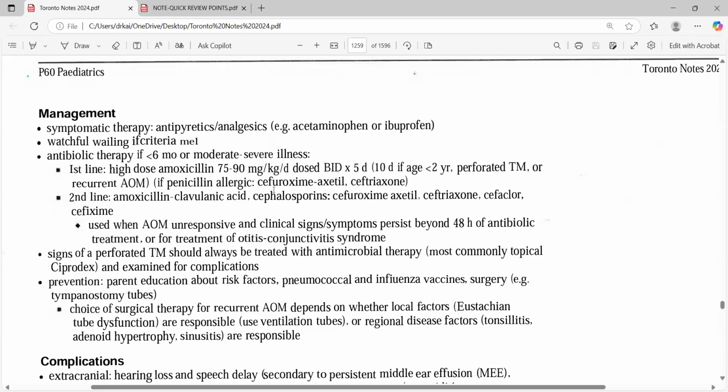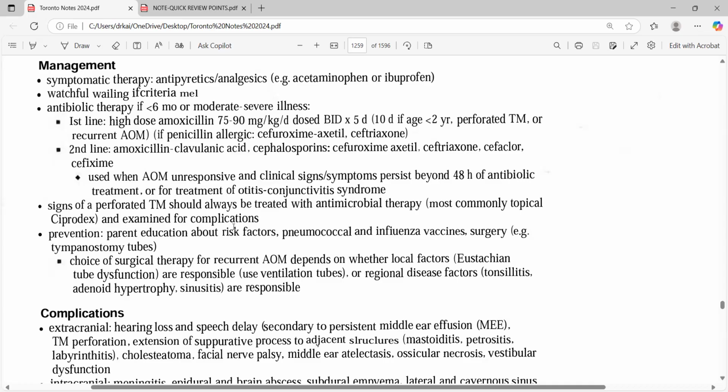Then BID for 5 days, because as we saw, if less than 2 years it has to be for 5 days. 10 days if the age is, as I said, less than 2 years. Perforated tympanic membrane: in that case, then comes the second line, amoxiclav or a cephalosporin like cefixime, used when acute otitis media is unresponsive and clinical symptoms persist more than 48 hours, as we already discussed with the table. Signs of a perforated tympanic membrane should be treated with antimicrobials and examined for complications.